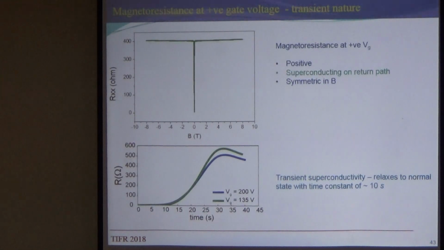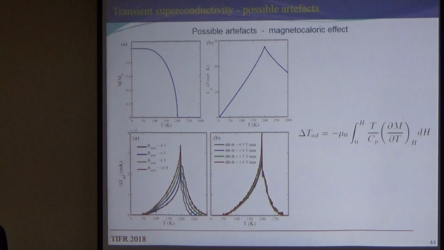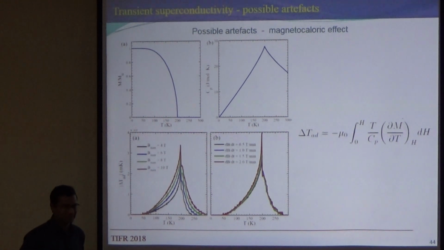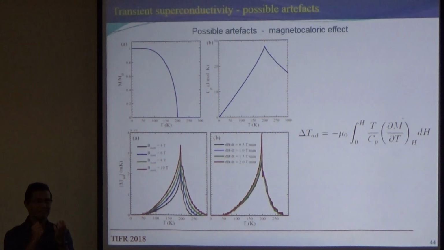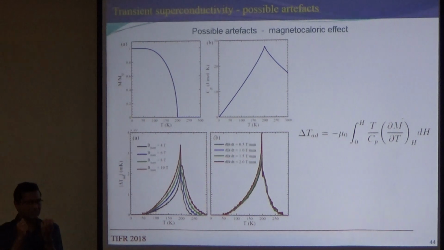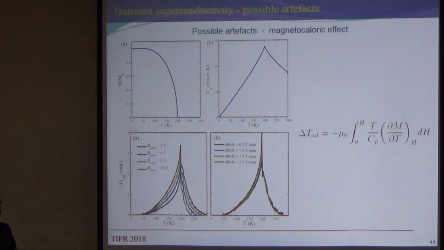So, as soon as you see something like this, the first question you ask yourself is whether it must be an artifact, right. The first artifact which comes to mind is that I have a system where I am changing the magnetic field very fast. Whenever I change a magnetic field very fast, I can have adiabatic demagnetization, which can lead to cooling of the system. So, we went back, we calculated, and this is a ferromagnetic system.